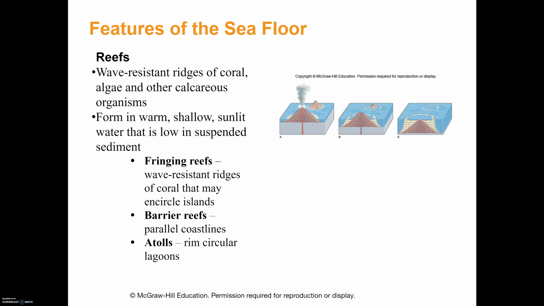So a fringing reef is a reef that encircles an island right along and next to that island, basically attached. And then a barrier reef is a reef off the shore of the island, and it parallels the coastline. And then an atoll is a rim of reef that has a lagoon in the middle. So those are the different types of reefs.